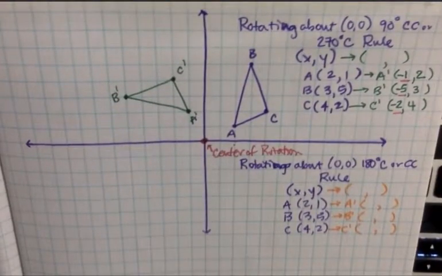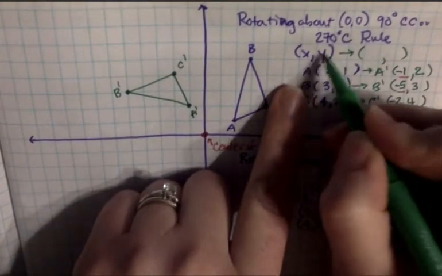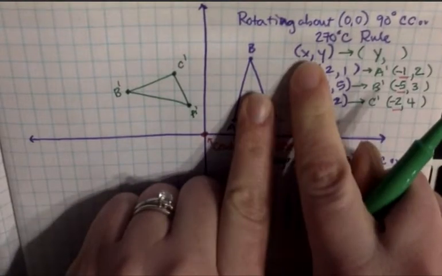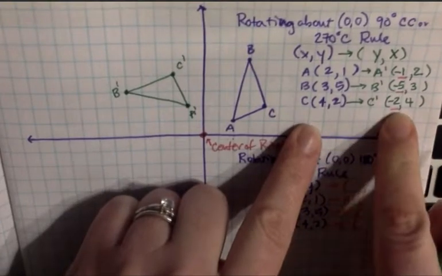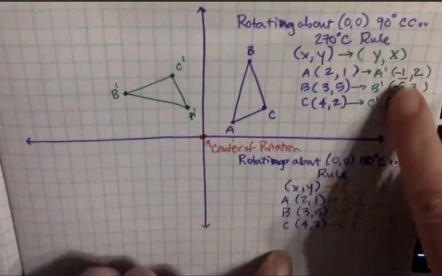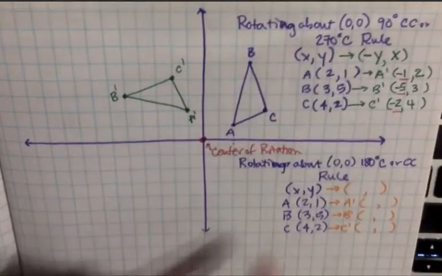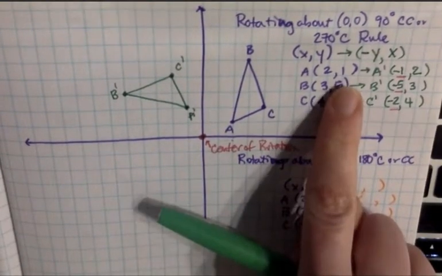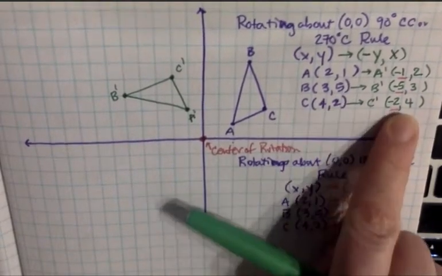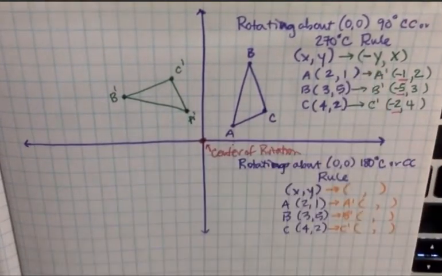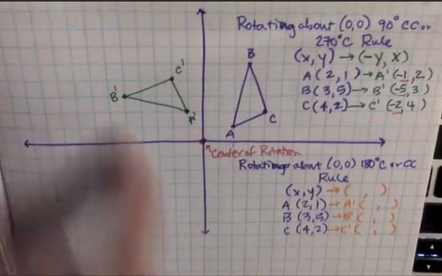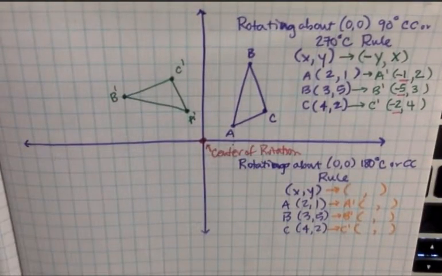So the way that we can write this rule as it changed, we can say the x and the y values flip-flop, so the x value becomes a y value and the y value becomes an x value. But we also see this change in the y value becoming the opposite of what it was. So it becomes negative compared to what it used to be. The 1 became a -1, the 5 became a -5, the 2 became a -2. So the x and the y flip-flop, but then the y also becomes negative every time we rotate counterclockwise 90 degrees or clockwise 270 degrees.